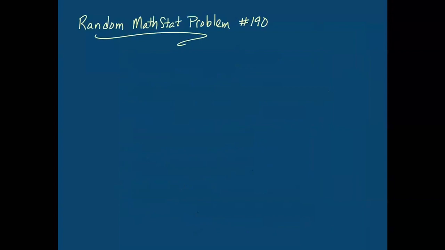This is the solution to random MathStat problem number 190. In this problem, we're given a random sample capital X1 through capital Xn from an exponential distribution with rate lambda. We're asked to use the Rao-Blackwell theorem in order to find an unbiased estimator for e to the negative lambda.